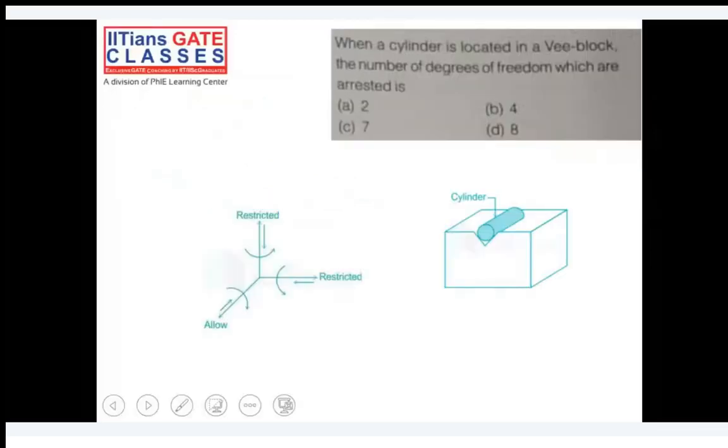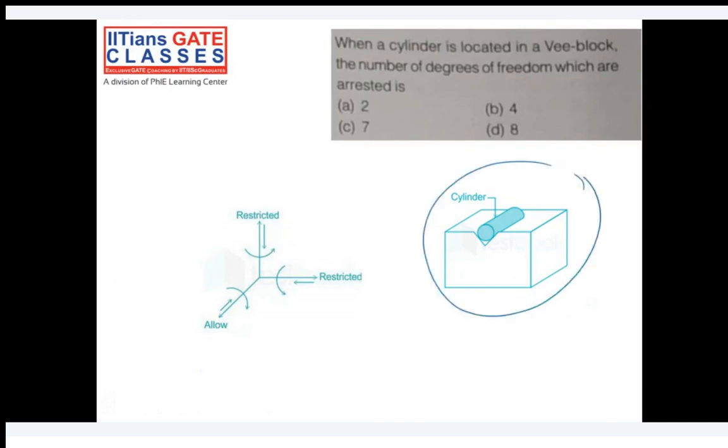Okay, another question, again very simple. When a cylinder is located in a V block, I have shown the figure. I have already taken it from Google to make you feel comfortable in understanding this question. The number of degrees of freedom arrested, oh sorry, how many degrees of freedom are arrested? Arrested in the sense restricted.